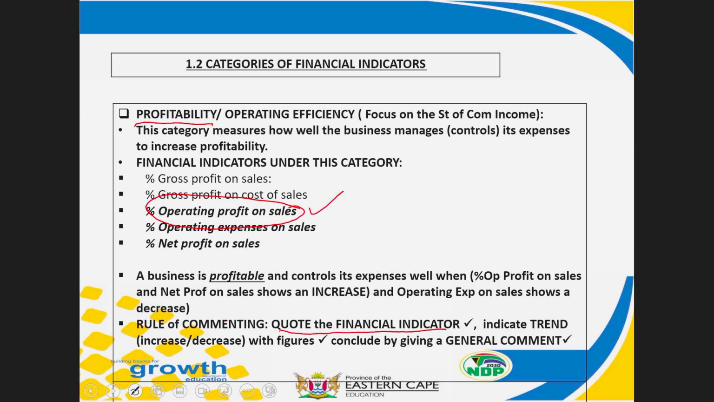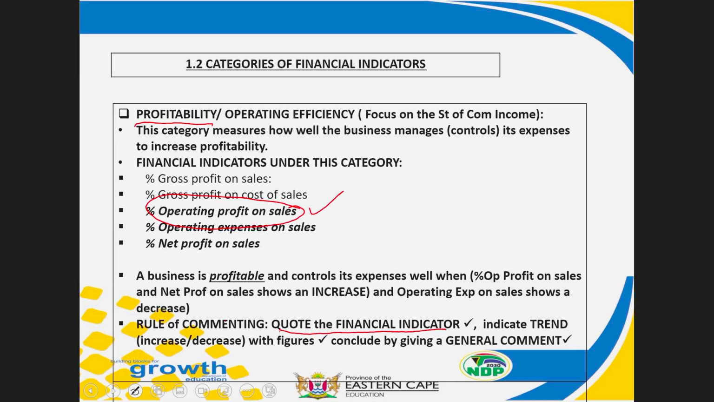Then if the question required 2 indicators, then you must also do the same procedure. When you are commenting using the second indicator, for mentioning it or for quoting it, you're getting yourself a mark. For indicating the trend, we said it's an increase or decrease, then the trend must be supported by the figures, meaning that you will get yourself another mark, meaning that you have got yourself 4 marks. Then for giving a general comment, you qualify for 2 marks.